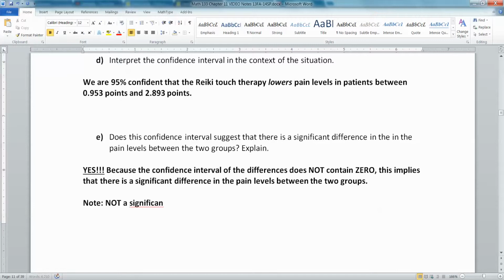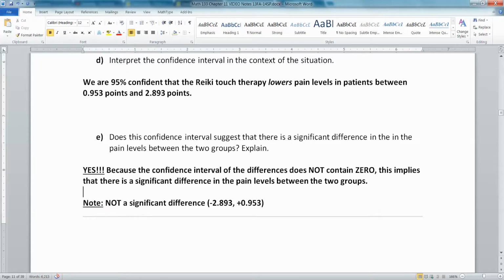Significant, I can spell. A not significant difference would be something like negative 2.893 to positive 0.953. Then 0 is contained in that interval, which means you don't know whether the touch therapy is doing any good or not. That is what it would take to be a not significant difference. Let me bold that.